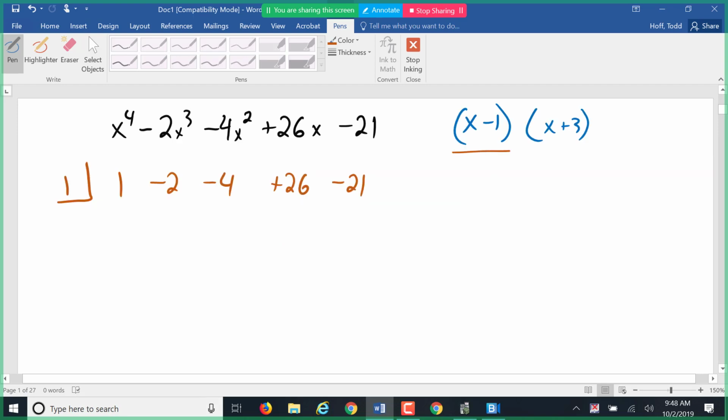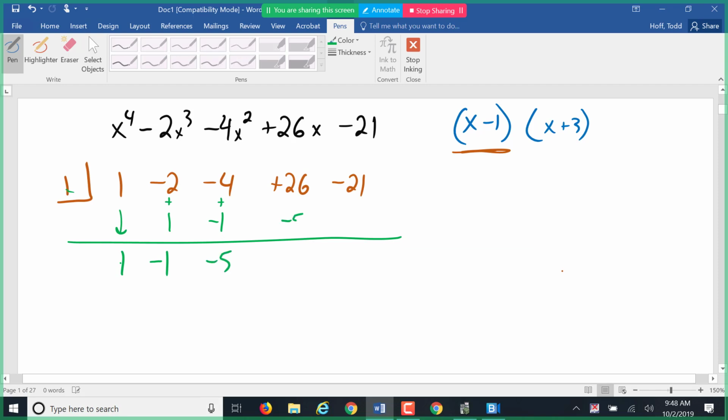The 1 comes from the x minus 1. Remember this x minus c? We put c over here. So I'm going to drop this first number down, the 1. 1 times 1 is 1. Then we add. Negative 2 plus 1 is negative 1. 1 times negative 1 is negative 1. We add there, negative 4 plus negative 1 is negative 5.